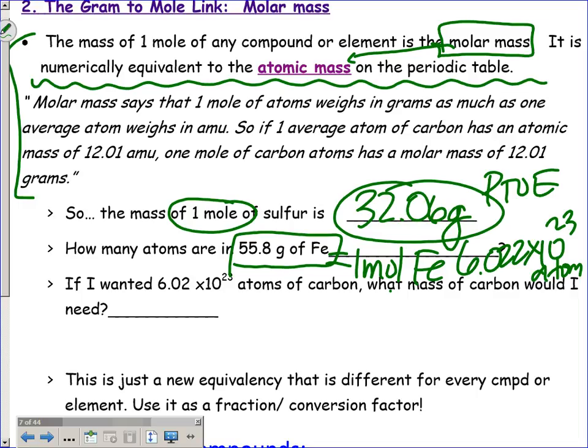Because that's 1 mole. So there are 3 things being equivalent here. 1 mole of iron equals 6.022 times 10 to the 23rd atoms of iron, which also equals 55.8 grams of iron. Those 3 things are equivalent. So the mole is, remember, relating us to 3 separate things. We're just learning how they relate across the board together.